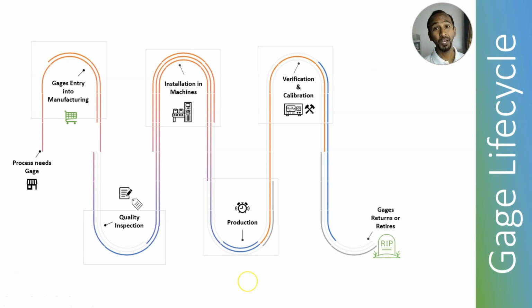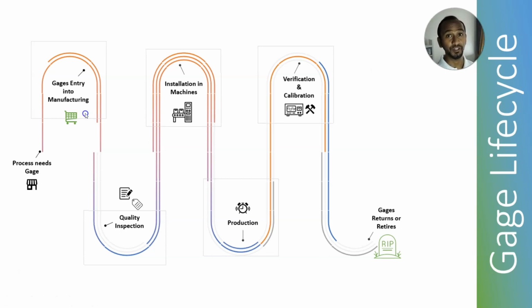Let's see how a gauge goes through a manufacturing environment throughout its life cycle. A gauge starts its journey when some process needs to measure some specific parameters. How do gauges enter into manufacturing first?